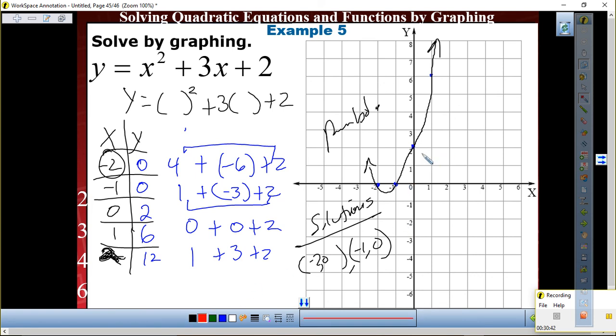Let me help you with vocabulary. Look up. If I was to graph a straight line, what would we call this if it was sketching a straight line? Everyone. If we're graphing a straight line and it crosses there, what is that called? What is this point called when the line is graphed? Y-intercept. Y-intercept.